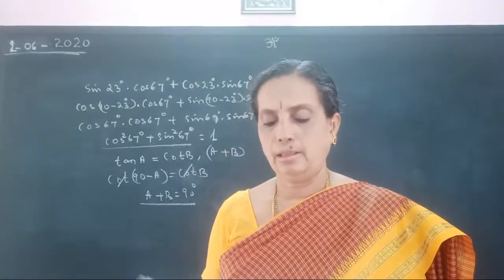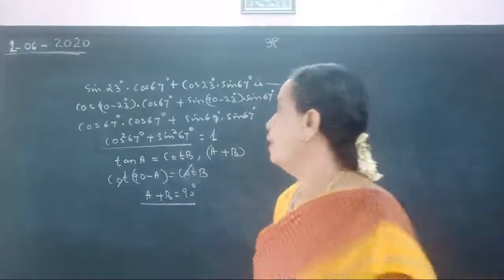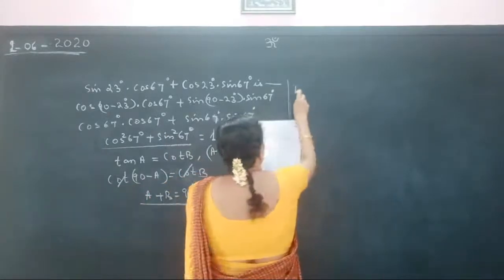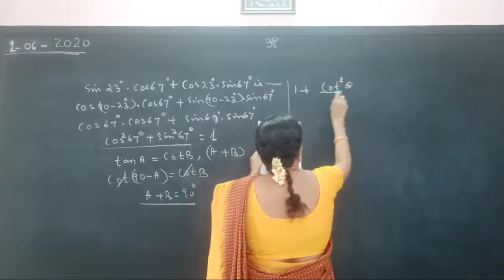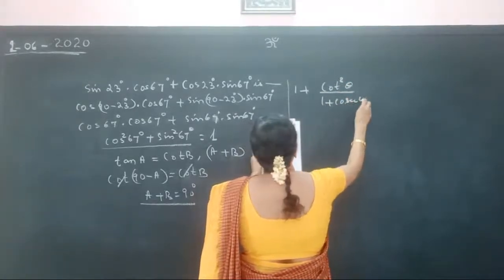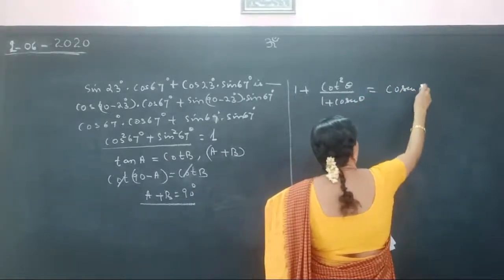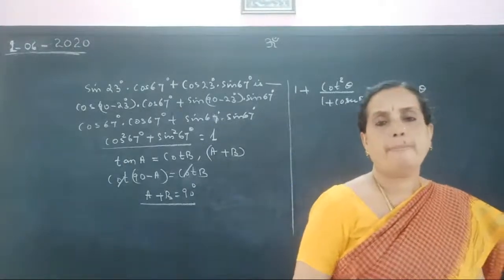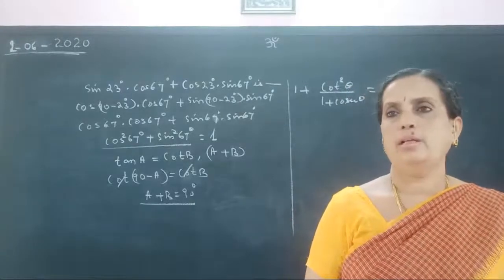Prove that. This is a 2 marks question. Prove that 1 plus cot square theta by 1 plus cosecant theta equals cosecant theta. Identity application. Can you solve this? Go ahead.